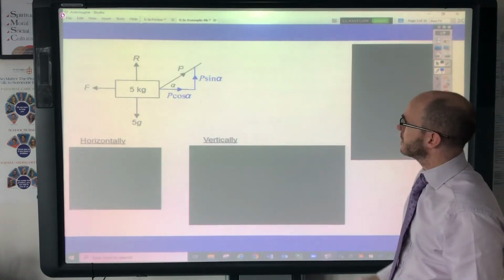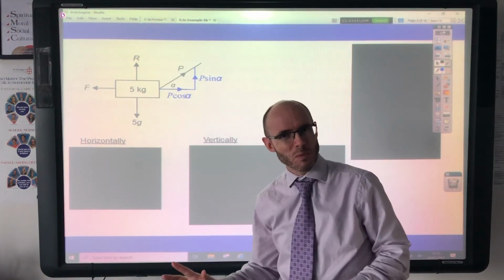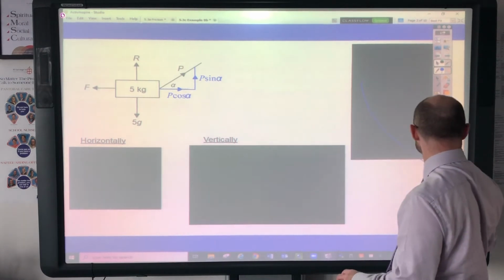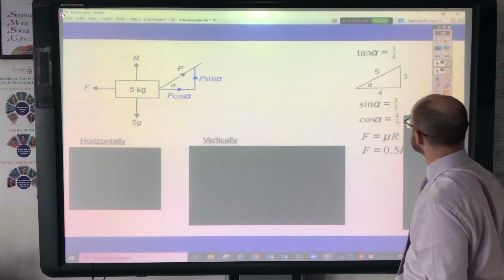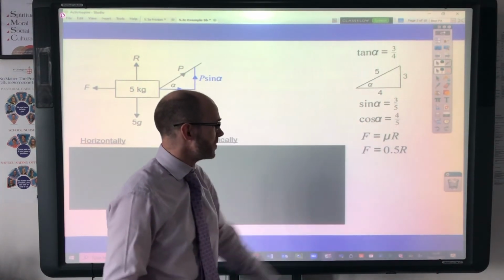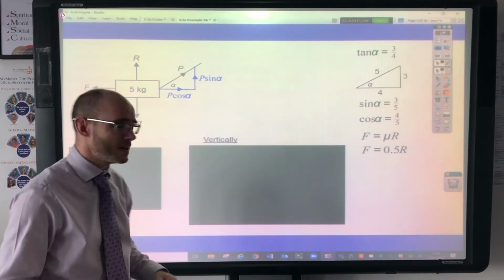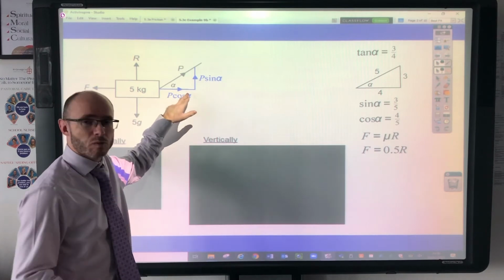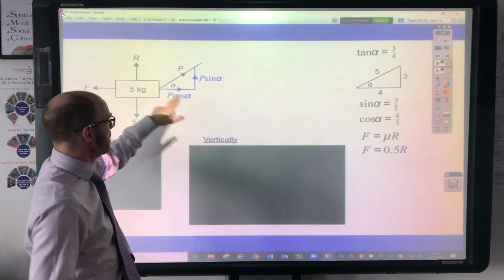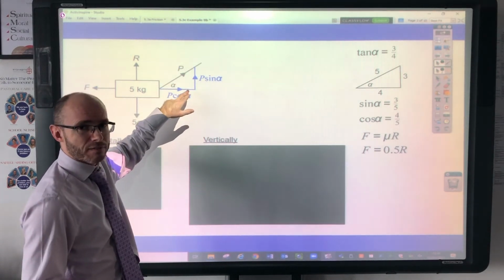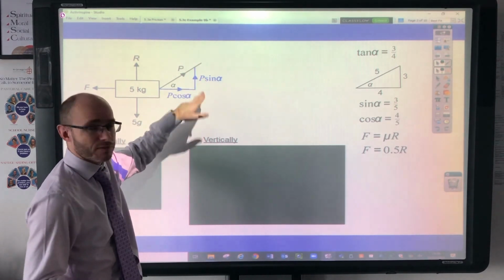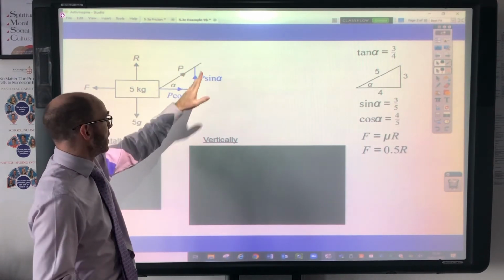Next page then. This is the beauty of my interactive whiteboard, you see. So far, in summary, I've got this here for you, just to recap of what we've got earlier. And what we've got to do next is resolve horizontally and vertically. So in terms of the diagram, this is what it's going to be horizontally for the force P, P cosine alpha, and for the vertical component, it's going to be P sine alpha. You can see that from the right angle triangle that I've drawn.